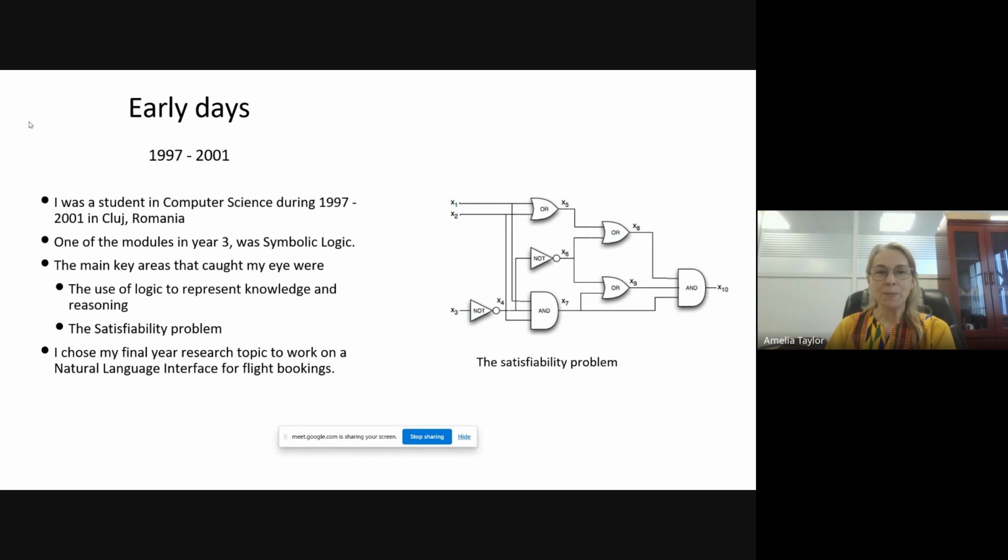This takes me a bit back to my early days. During 1997 to 2001, I was a student in computer science in Romania. At that time, computer science was sitting in the mathematics department, so there was a really close relationship between mathematics and computer science. One of the modules I studied in year 3 was symbolic logic, and this module really attracted my attention. The two main areas that caught my eye were the use of logic to represent knowledge and reasoning. I began to think how we people process and represent information or knowledge about the world, and how we are able to reason about it.